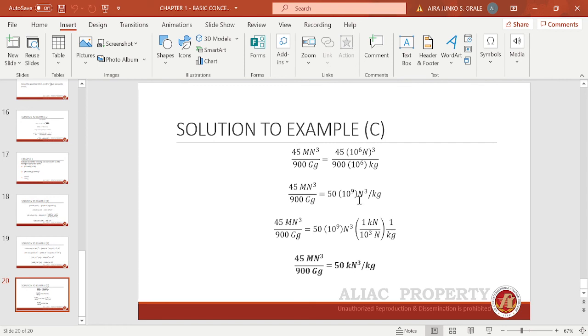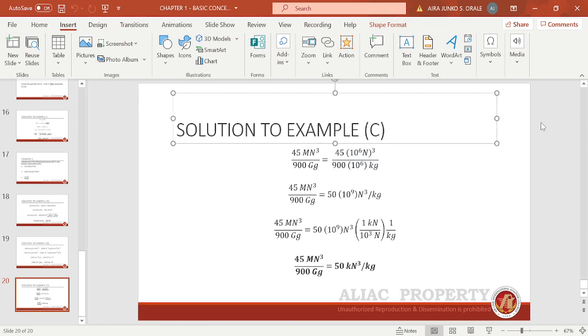Then we have a third example, 45 meganewton cubed divided by 900 gigagram. So gram you need to convert into kilogram, and Newton you need to convert into another SI unit. So mega is 10 to power 6, giga is 10 to power 9. First you convert it to kilogram, then giga 10 to power 9. So the remaining will be 900 times 10 to power 6. In the same way, it's hard to explain here without the whiteboard.